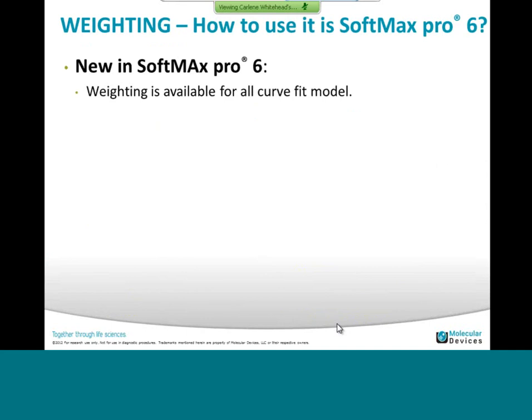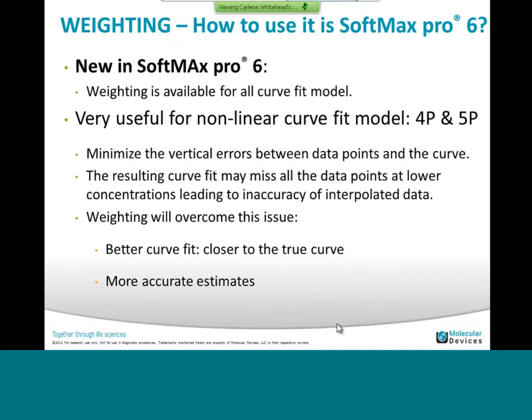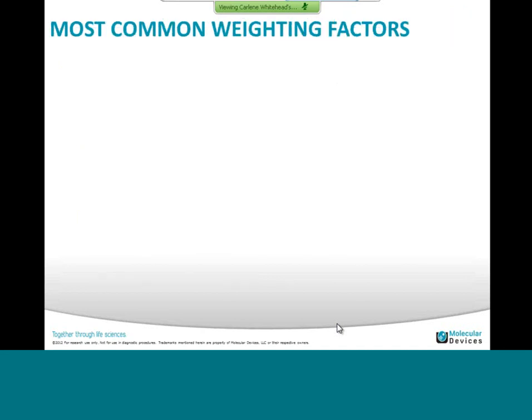So how do you use it in SoftMax Pro? Weighting is available for all curves, but it is very useful for 4 and 5 parameter curve fits, which work by minimizing the vertical error between data points and the curve. The resulting curve fit may therefore miss all the data points at the lower concentrations, leading to inaccuracy of interpolated data. Weighting will overcome this issue and give you a better curve fit that is closer to the true value and will calculate more accurate estimates. So for these types of curve fit, it is quite important to evaluate if weighting is necessary.